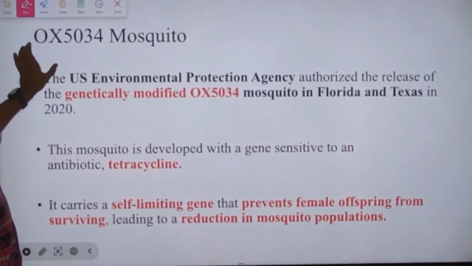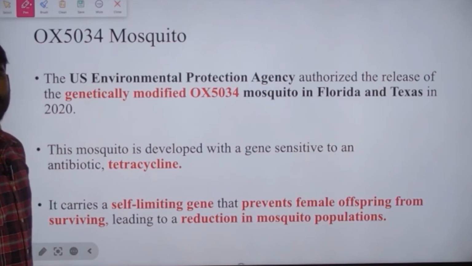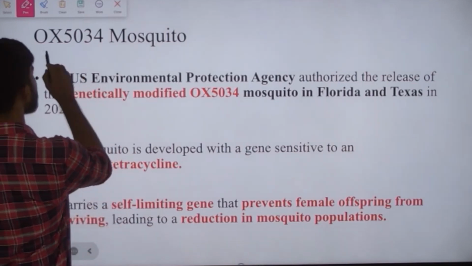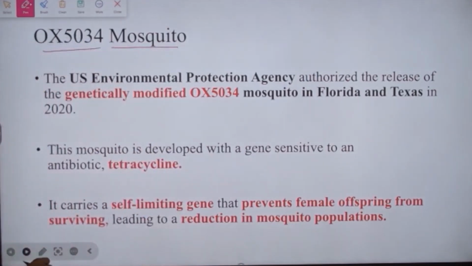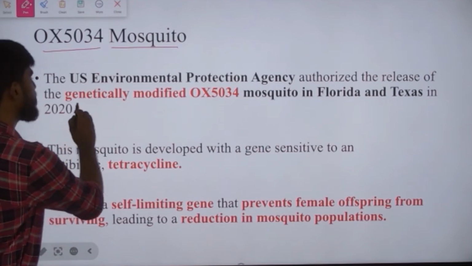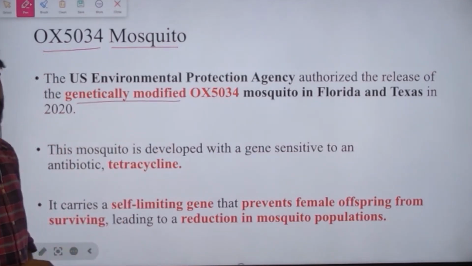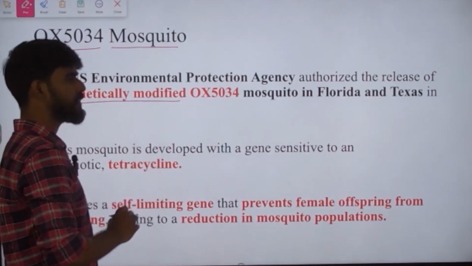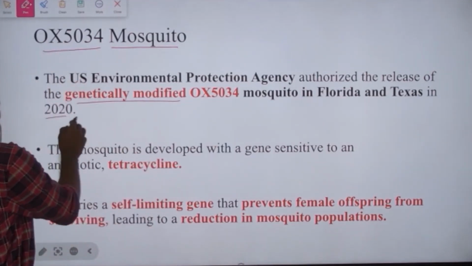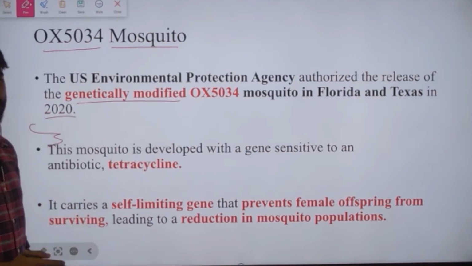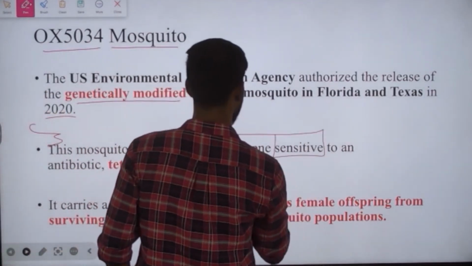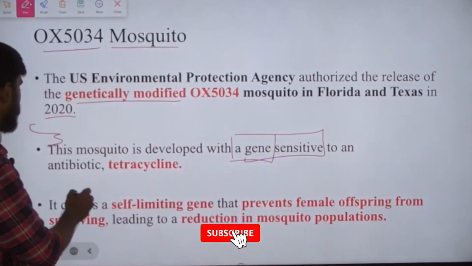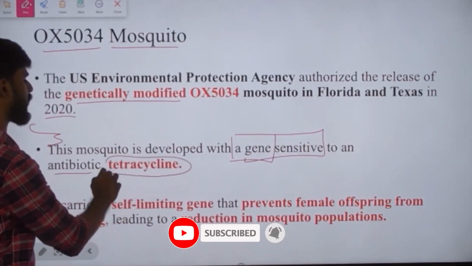Next we have a mosquito called OX5034. What is this OX5034 mosquito? The US Environmental Protection Agency has authorized the release of a genetically modified mosquito, that is OX5034, in Florida and Texas in the year 2020, and this mosquito is developed with a gene which is sensitive to an antibiotic called tetracycline.